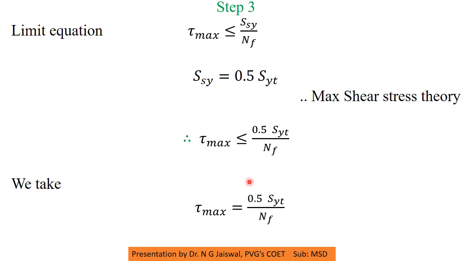But to exploit the full potential of the material, we use tau max is equal to 0.5 SYT by factor of safety. So now you can note here, tau max is now mentioned in terms of known parameters, because SYT is also known for a material and factor of safety is also given to us.